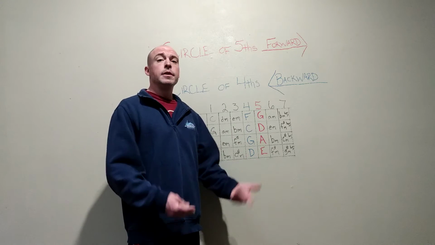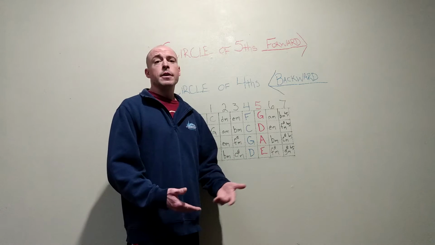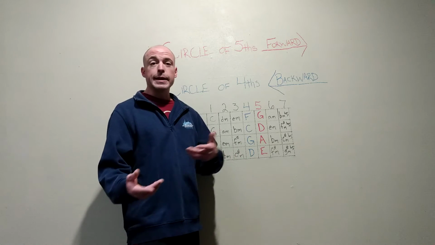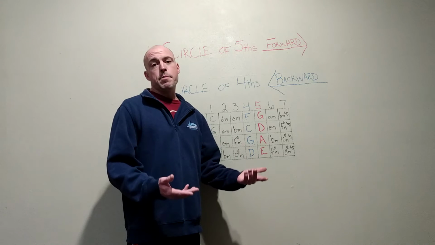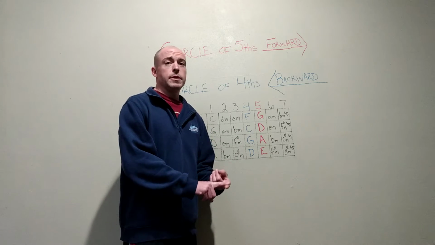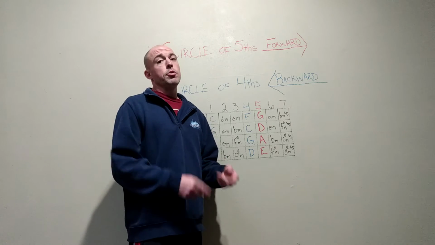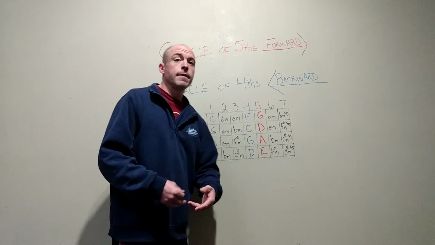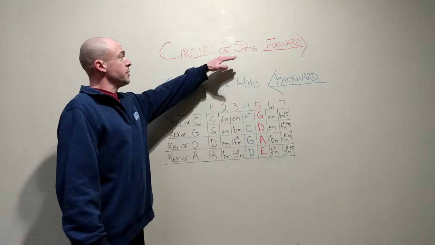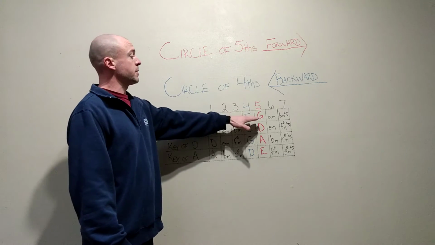The circle of fifths is a way to move from key to key. And when that happens, like when you move from the key of C to the key of G, that is what is known as modulating. Now, the circle of fifths is referring to the fifth degree of the scale.